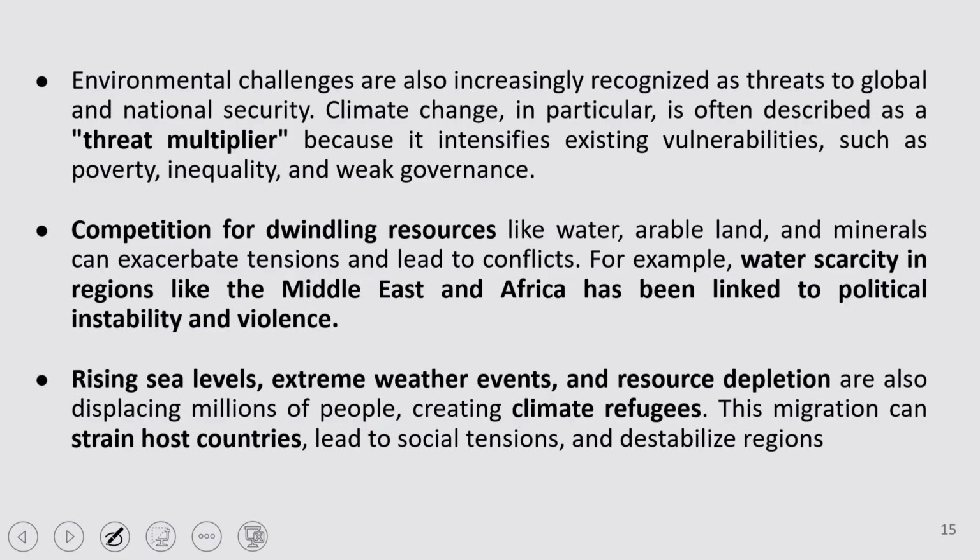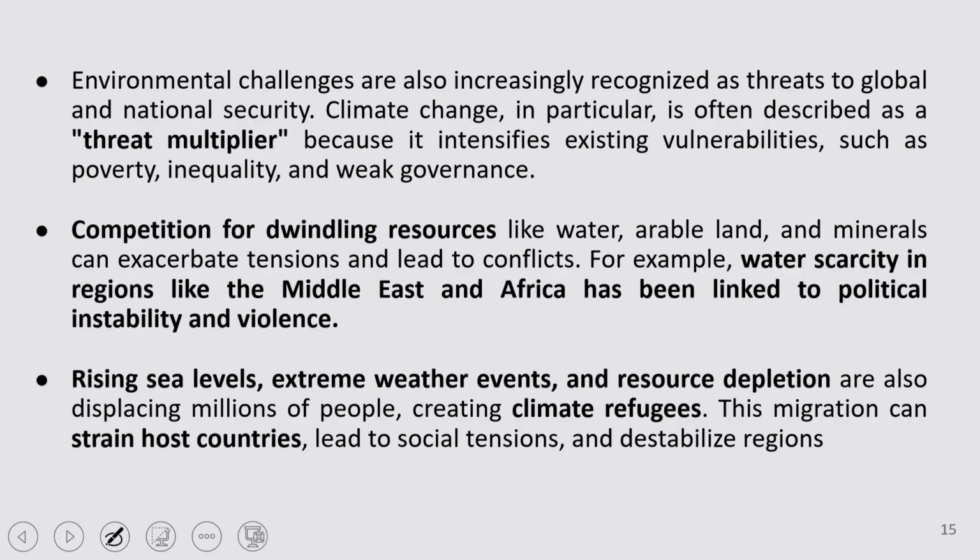Basically, in 2007, Sherri Goodman, who served as the first Deputy Under Secretary of Defense for Environmental Security from 1993 to 2001, coined the term threat multiplier to describe how climate change impacted every aspect of national security. In this context, competition for dwindling resources like water, arable land, and minerals can exacerbate tensions which may further lead to conflicts.